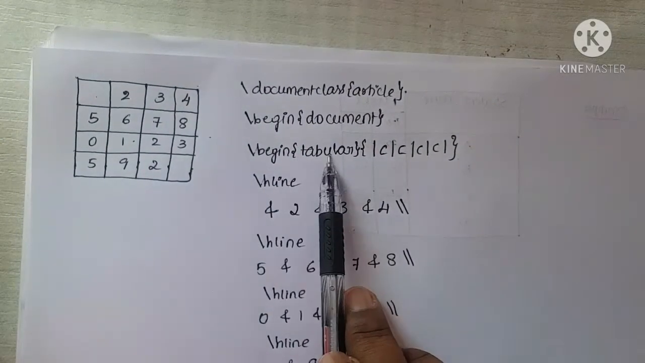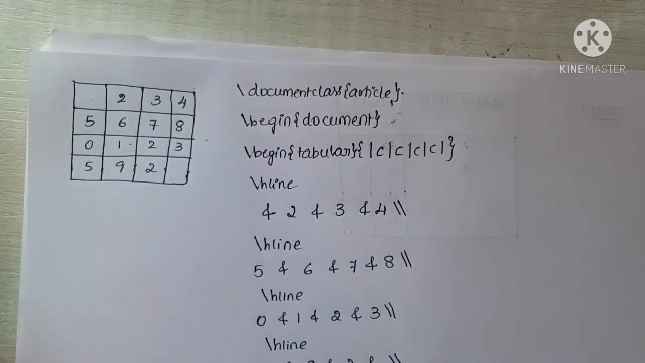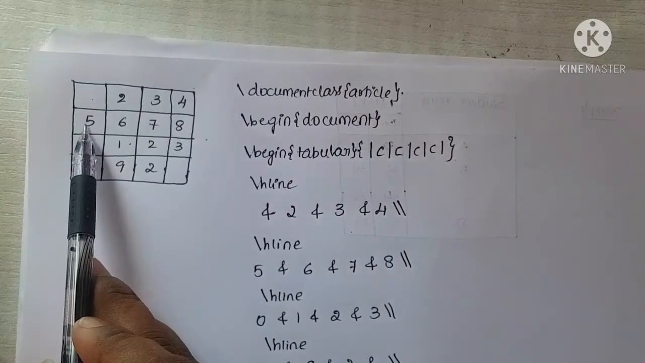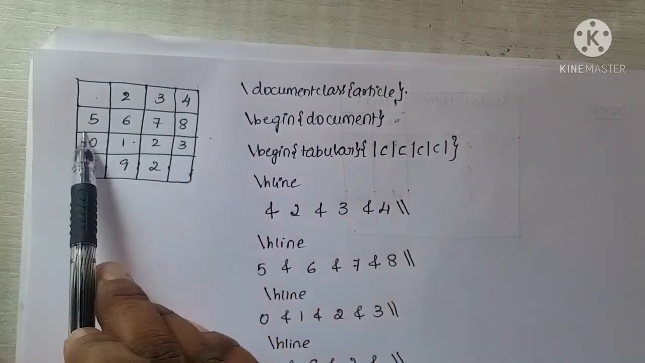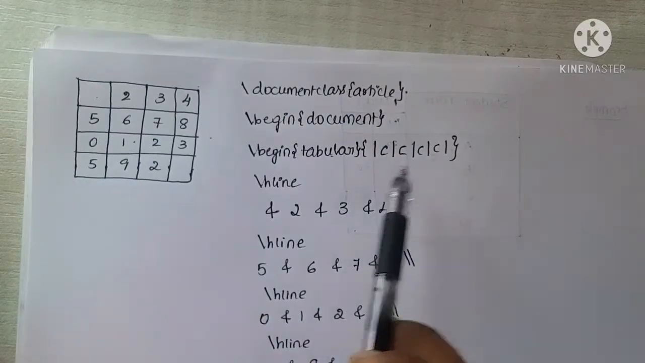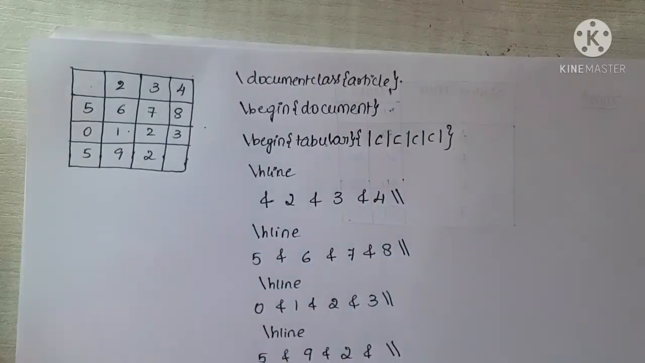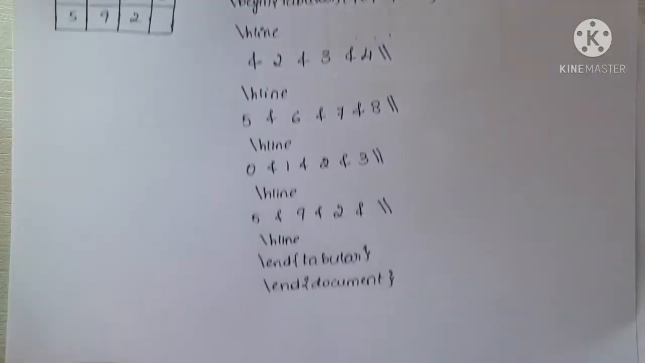First line \begin{tabular}. Mention the alignment of elements. Elements are all aligned at center. So c, and we need vertical lines. So we are using these lines. First we need \hline. So \hline. Elements you need to mention row wise, separated by ampersand. We shall move on to the next example.